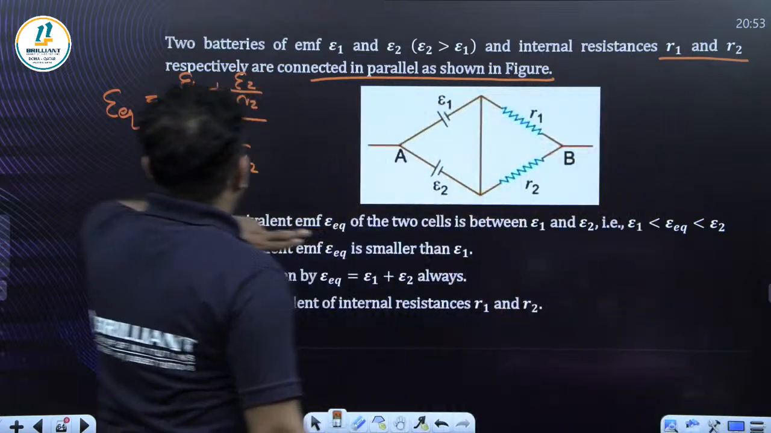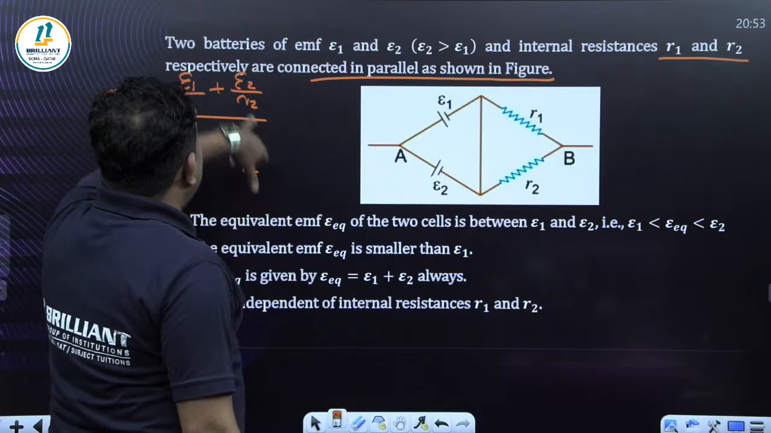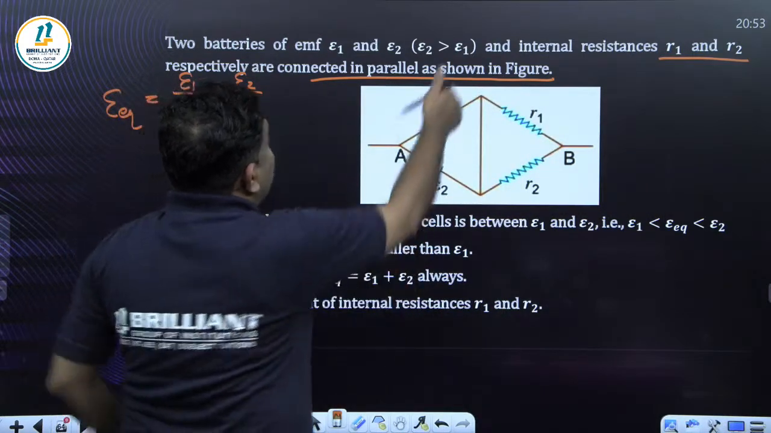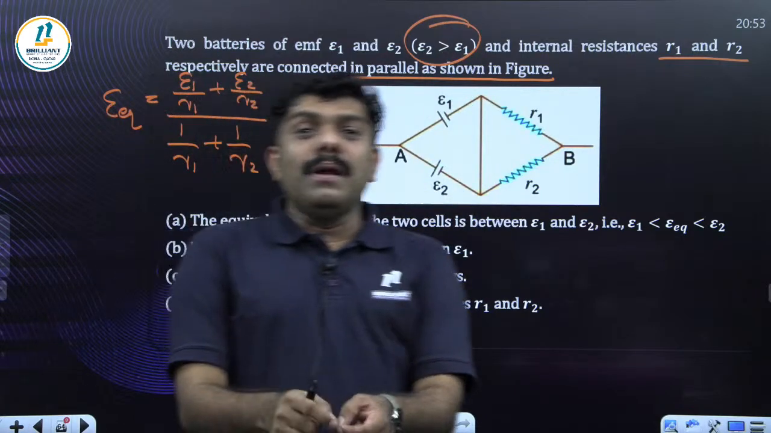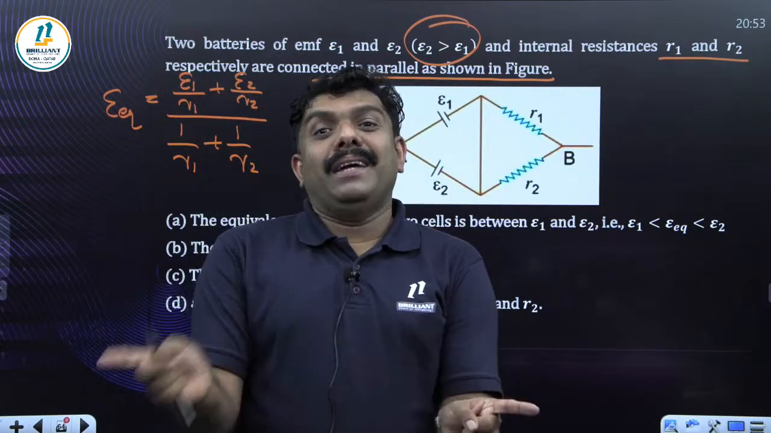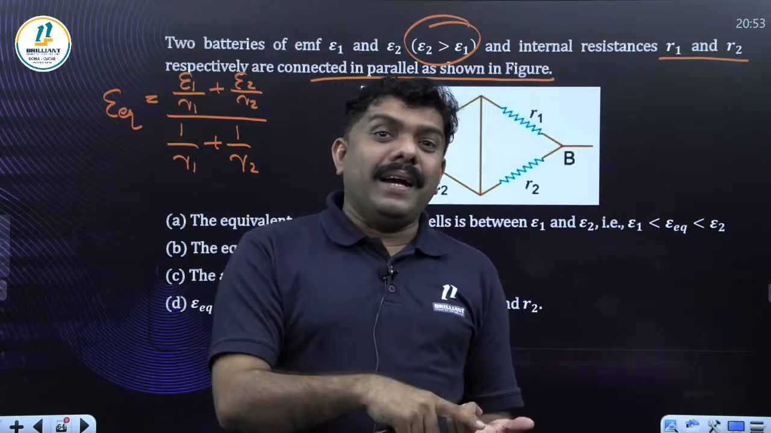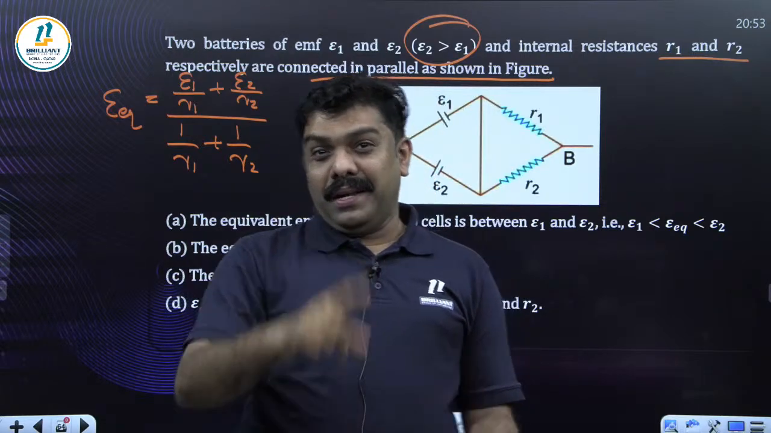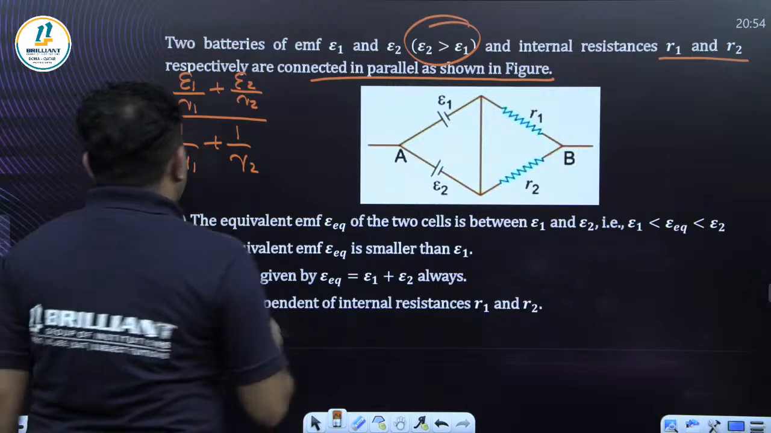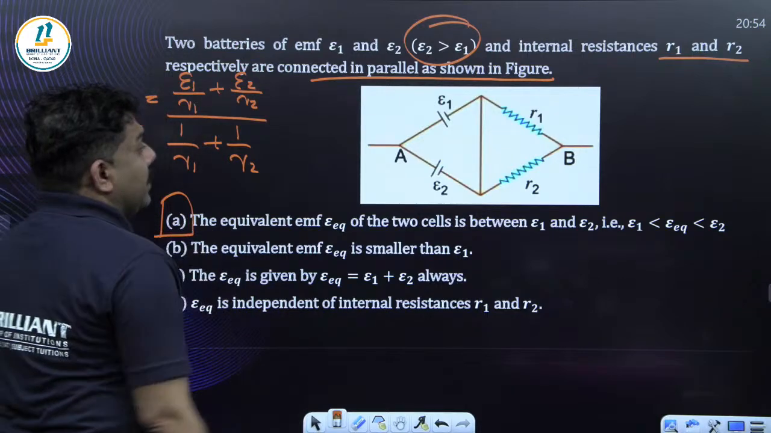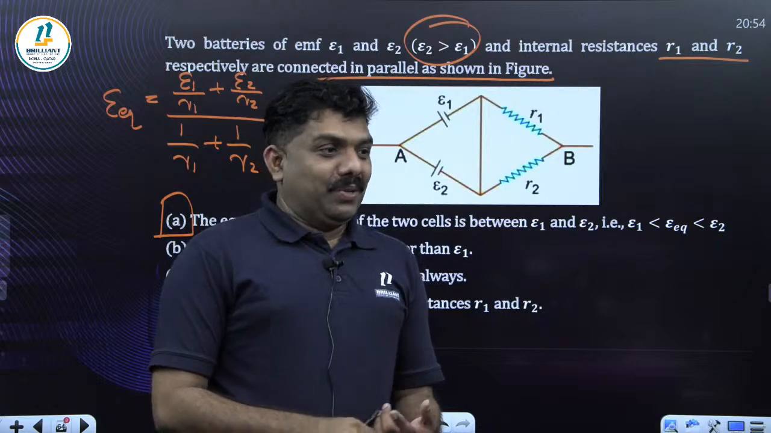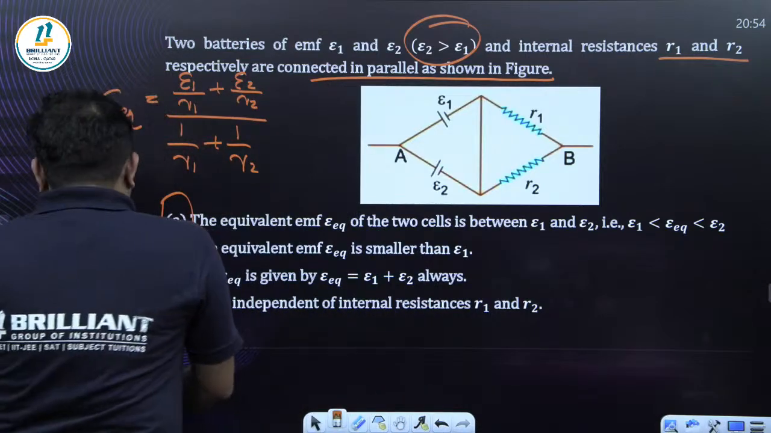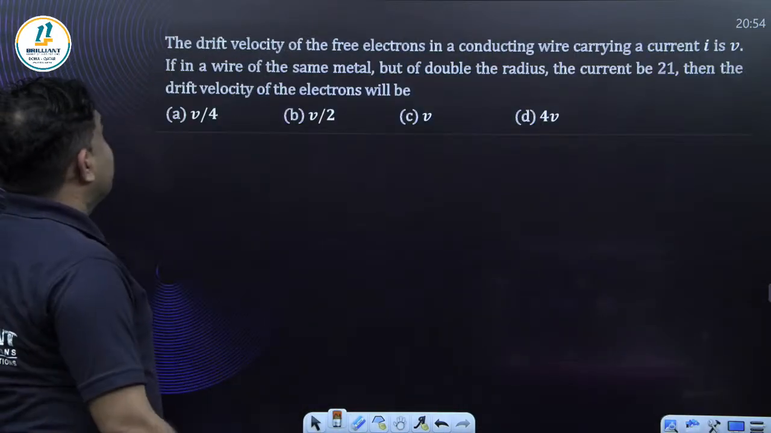So here, they said E2 is greater than E1. So the equivalent EMF should lie between E1 and E2. It should be less than E2 and more than E1. So the right answer is option A, that is E1 less than E equivalent less than E2. Now the next question.